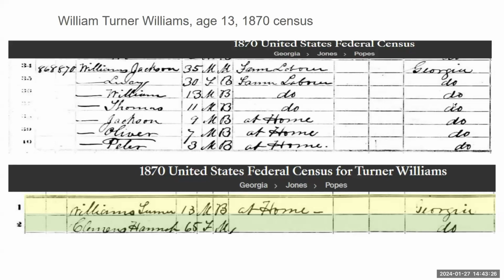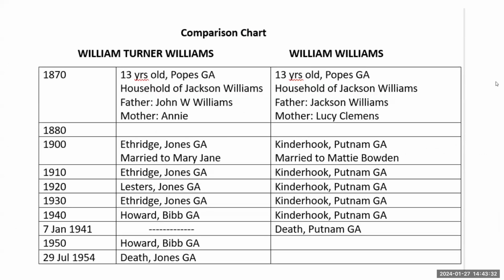Well, I didn't want to confuse them either as I was doing my research because they're both the same age. So I did a comparison chart. William Turner Williams versus William Williams. In 1870, they were both living in the household of Jackson Williams. I later found out that John W. Williams is William Turner Williams' father and Annie is his mother. William Williams was in the household of Jackson Williams, who was implied to be his father. Lucy was implied to be his mother, and they were indeed his parents.